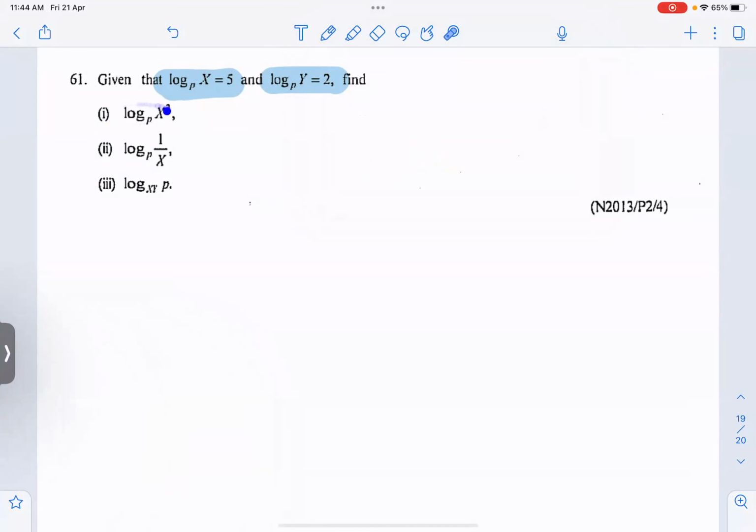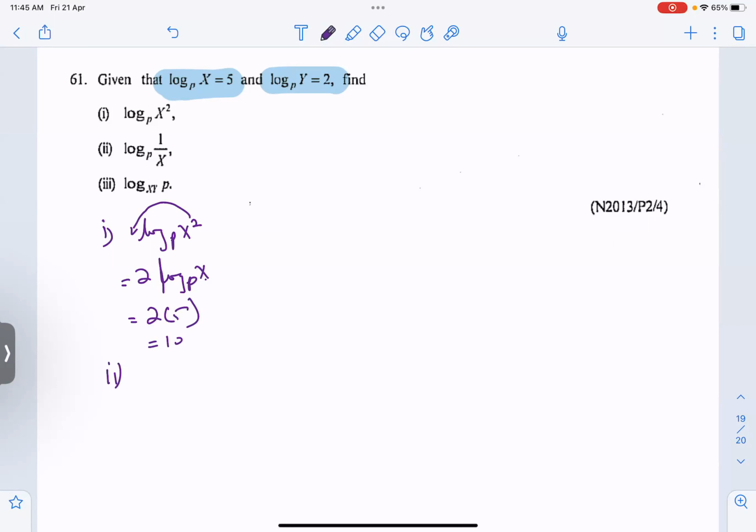Anyone else who would like to tell me how to do the first part? Miss, there is an x square, so you will take the 2 before the log p. Very good. You can apply the power law, and this 2, right now it's the power, you can make it the coefficient. So it will become 2 log p x. Mustafa, do you know how to do it further? अब क्या करूं? log p x में 5 plug in कर देंगे और आंसर 10 होगा. Very good. 2 into 5, answer is 10.